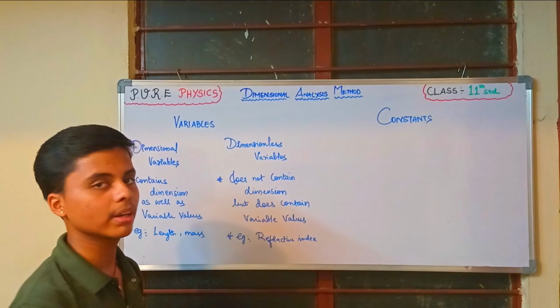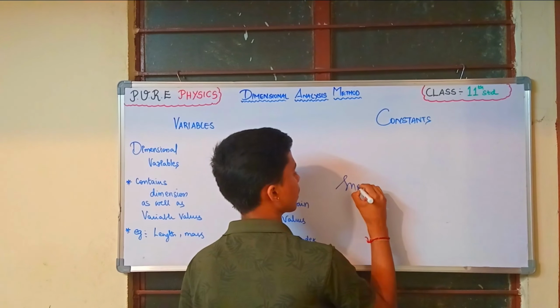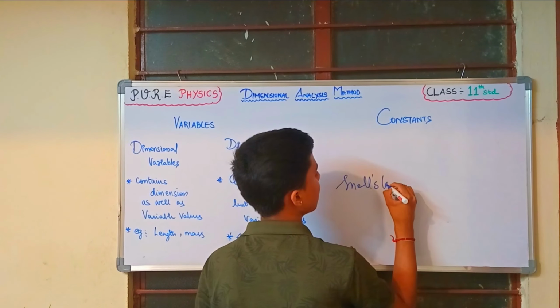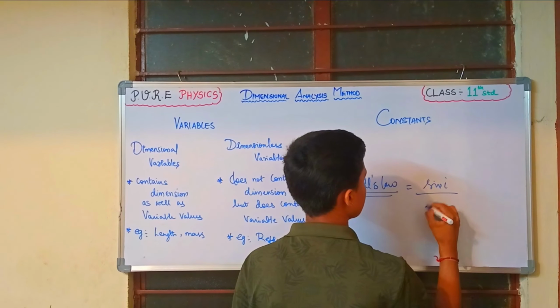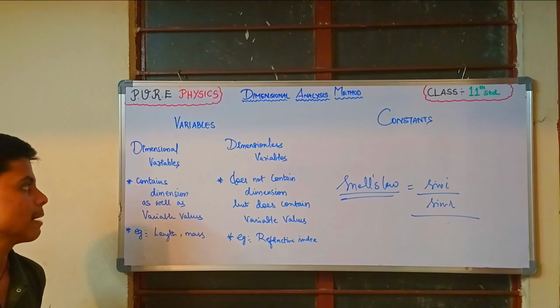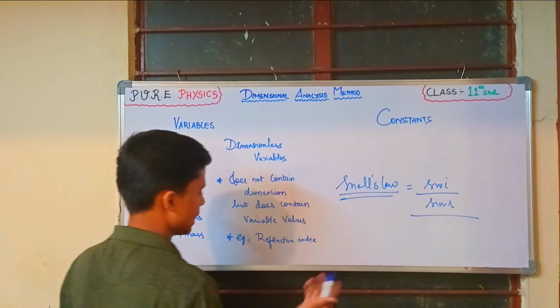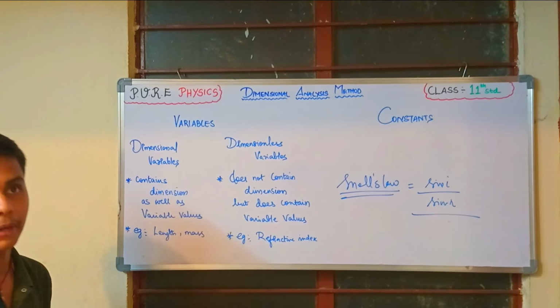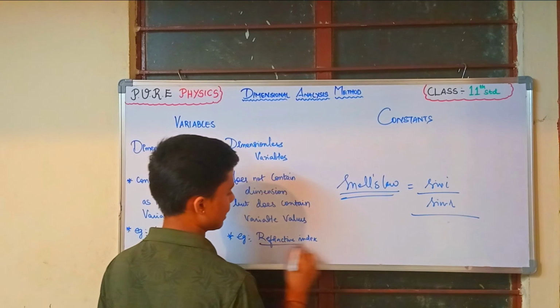So what is the unit of Snell's law? Snell's law is what? In 10th you would have learnt about Snell's law, which is sin i by sin r. So this is a dimensionless quantity, a dimensionless variable. Here there is no unit because the units will get cancelled. So for now we will give refractive index and so on.